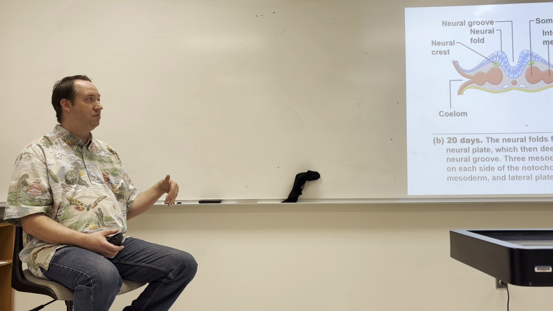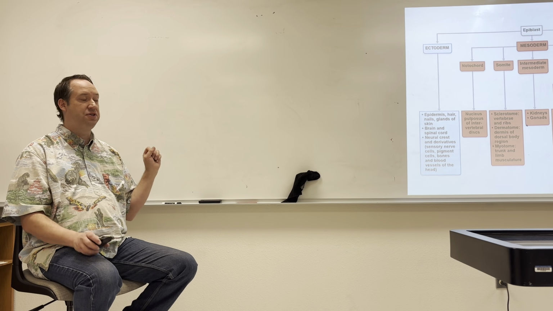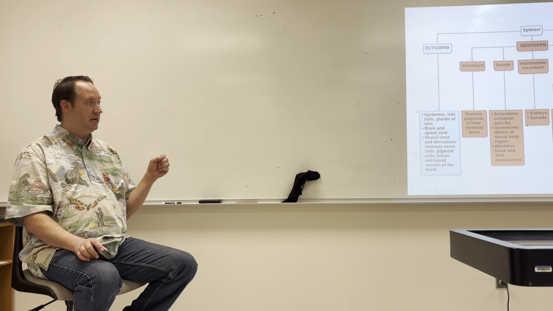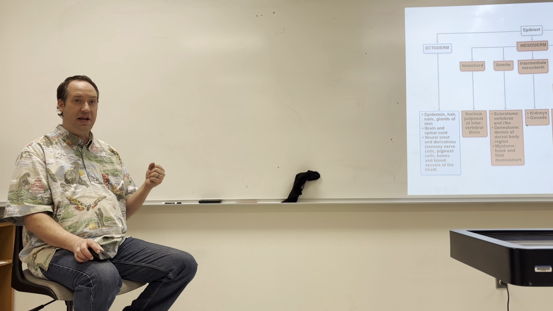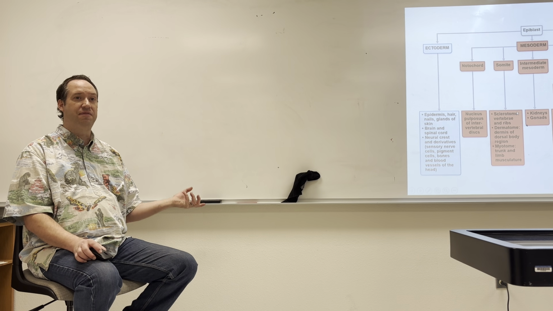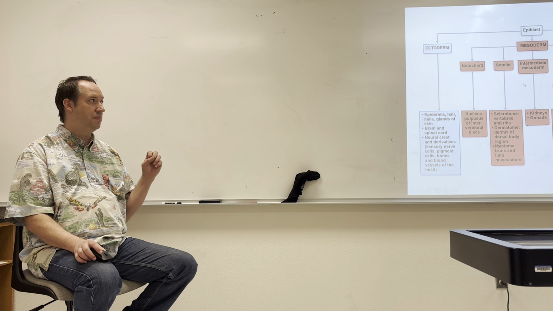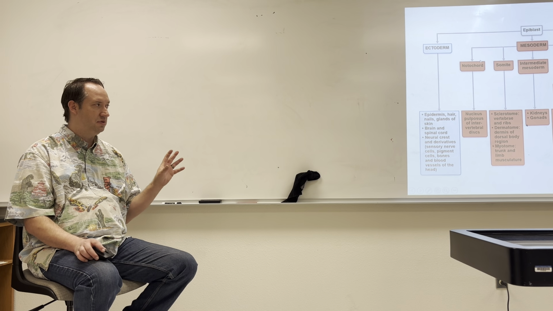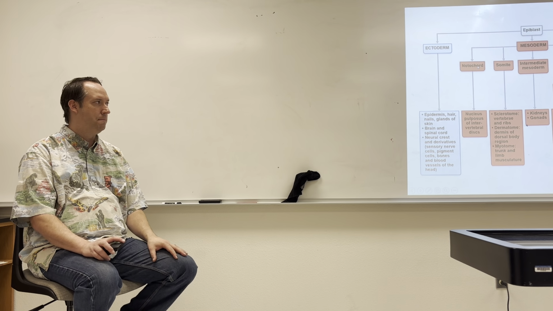What you need to know is big picture. Ectoderm becomes the epidermis and the nervous system. Endoderm, the lining of all the digestive organs and respiratory tract. Mesoderm, everything else. I'm not worried about the divisions of mesoderm like notochord, somites, the intermediate and lateral plate mesoderm. We're not going to worry about that.